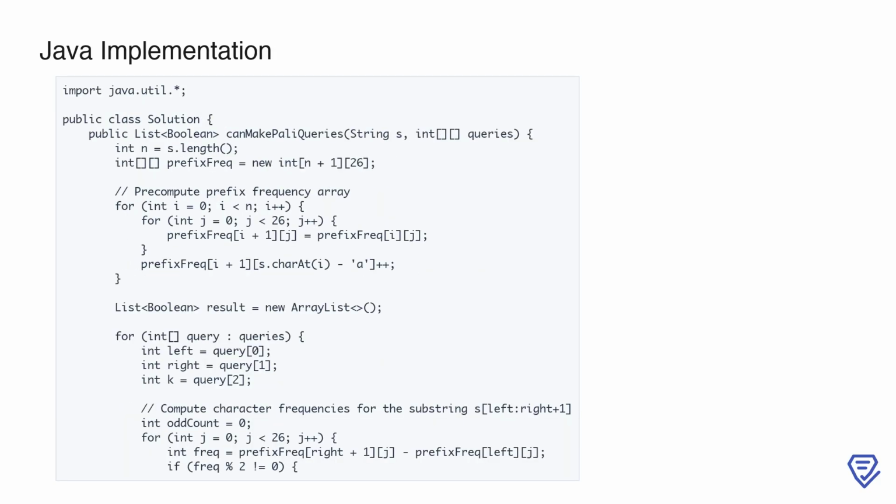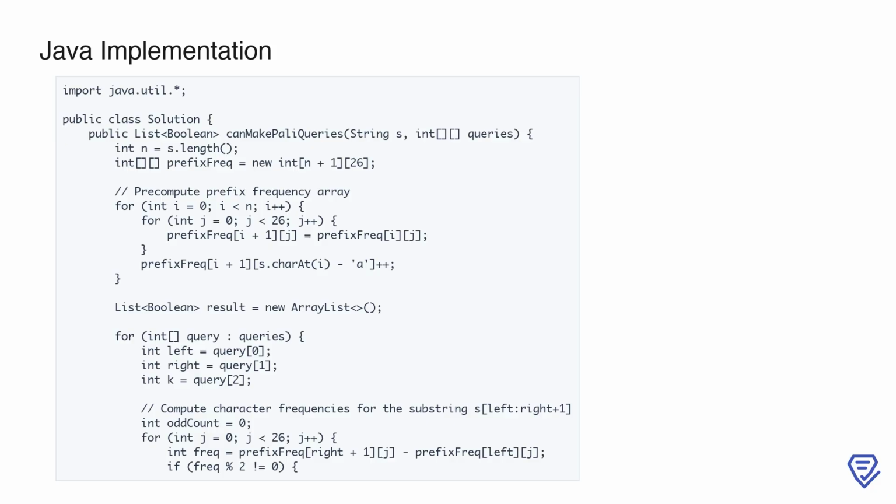Here, we start by defining a method called canMakePaliQueries, which takes a string s and a 2D array queries as input. The goal is to determine if certain substrings of s can be rearranged into palindromes by making at most k changes. To do this efficiently, we use a prefix frequency array called prefix frequency, where each row corresponds to a prefix of the string and each column tracks the cumulative frequency of a specific character from a to z. Initially, we populate this array by iterating through the string.